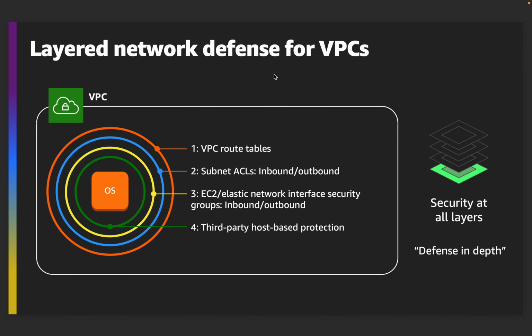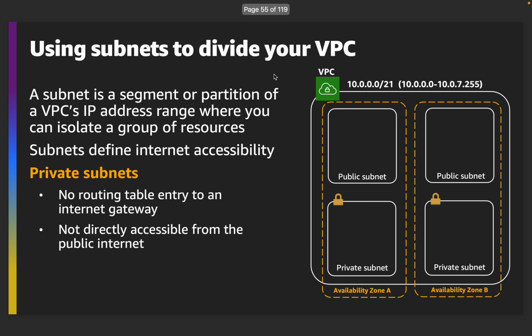Now we have VPC, Virtual Private Cloud. The components are the route table, subnet, inbound and outbound rules, elastic network interface, security, and third-party host protection. Security at all layers: defense in depth.